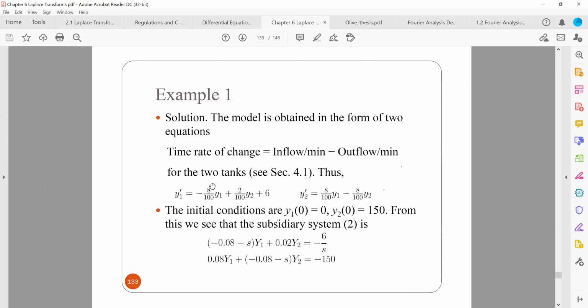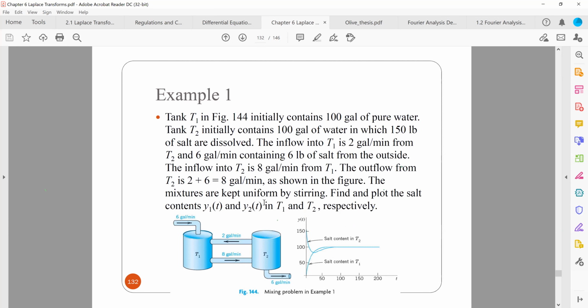So we have minus 8 over 100 for Y1 and 2 over 100 for Y2, then 6 coming from outside. Remember, tank T1 initially contains 100 gallons of pure water. Tank 2 also initially contains 100 gallons, however it has 150 pounds of salt dissolved. So that's where that 100 is coming from.